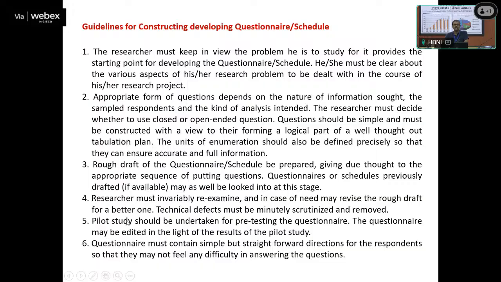Then you do a pilot study. Before sending out the questionnaire to the respondents, you do a pilot study. You send out the questionnaires or schedules to experts so that you get proper feedback from them and modify the questionnaires for better responding. The questionnaire must contain simple but straightforward directions for the respondent so that they may not feel any difficulty in answering the questions. So you must be well aware that you should not put the respondent into some sort of difficulty in responding to your questions.